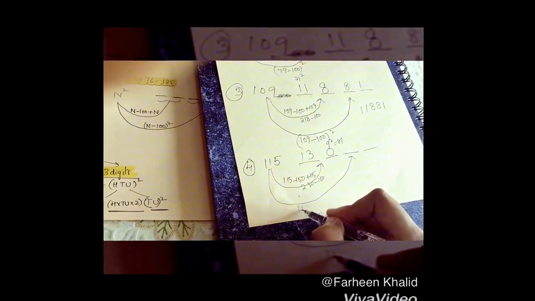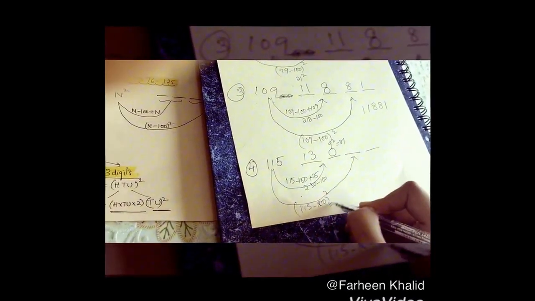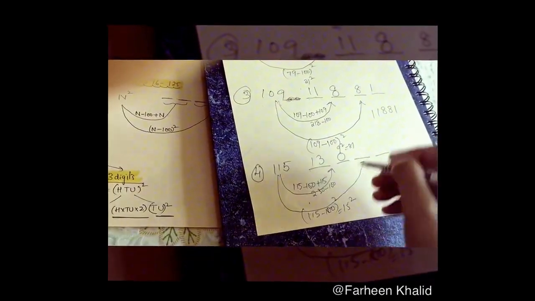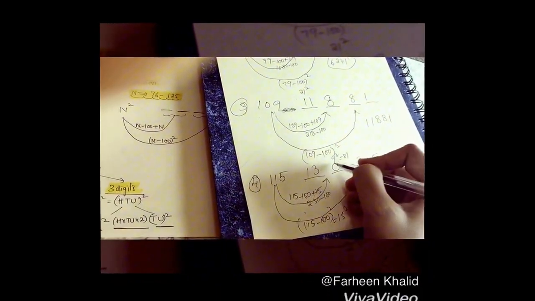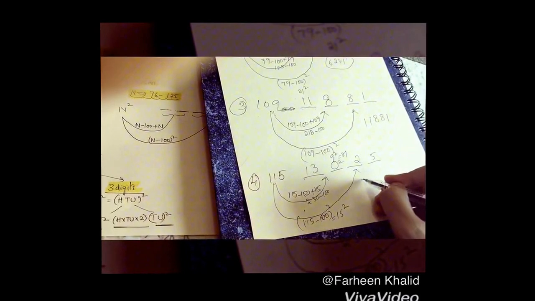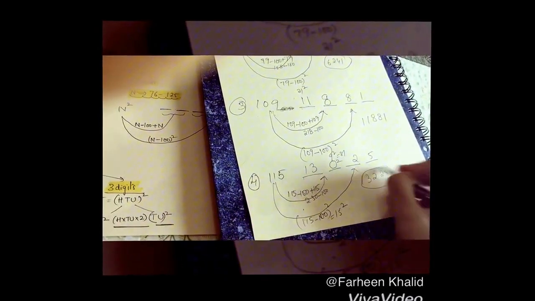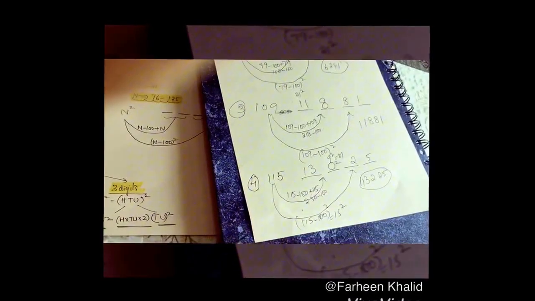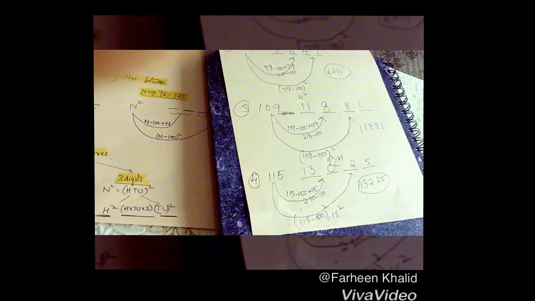Then the next part is 115 minus 100 and square, which is supposed to be 15 square. 15 square is 225. So we have 25 here, and we carry over the 2, which makes our answer 13225. That's how easy the method is. Okay, so this was the first method.